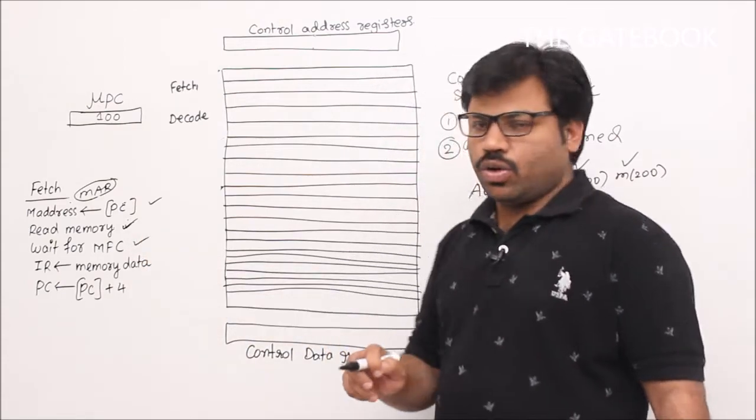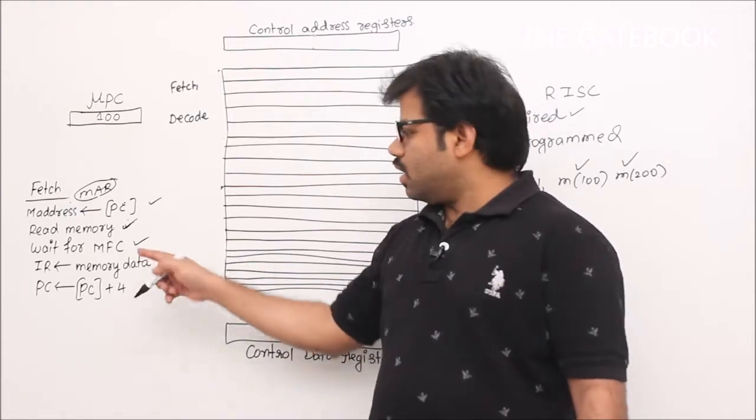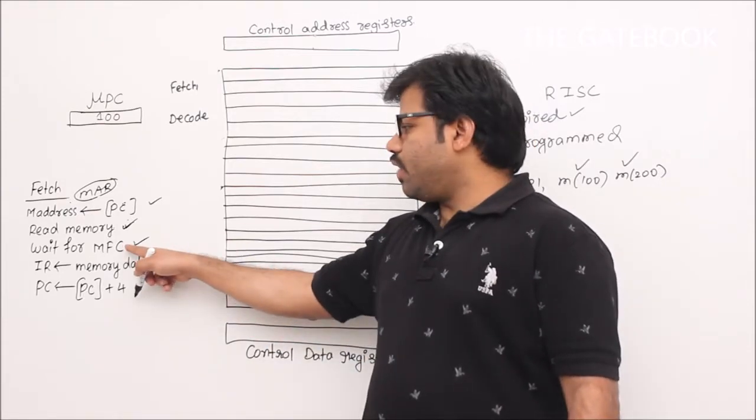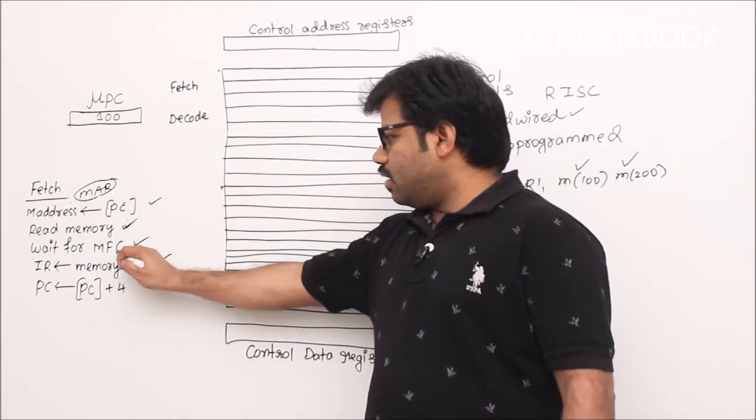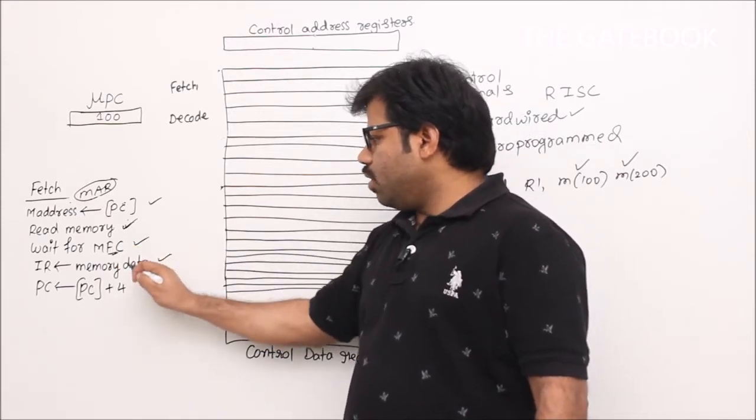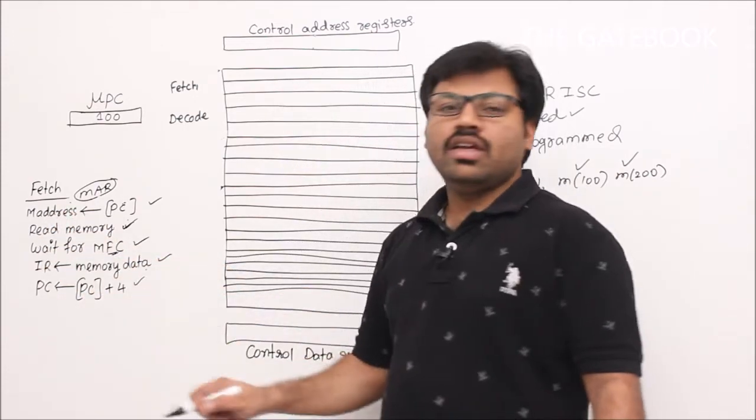Do you remember? I already told you, if the data is not available in cache, we have to go to main memory. That's why it might take some time, so we have to wait for this signal. When we get this signal, the data is available and will be transferred to the instruction register. After that, the program counter should be incremented.